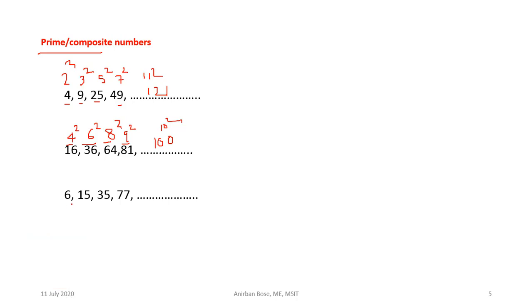Here you can see 6, 15, 35, 77. So 6 is what? 2 into 3, right? 15 is what? 3 into 5. 35 is what? 5 into 7. And 77 is what? 7 into 11, right? So you see the relationship: 2, 3, then 3, 5, 5, 7, 7, 11. These are all prime numbers. So what will be the next two? 11 into 13. 11 into 13 is what? 143. So this is the answer. This kind of thinking you also have to keep in your mind.